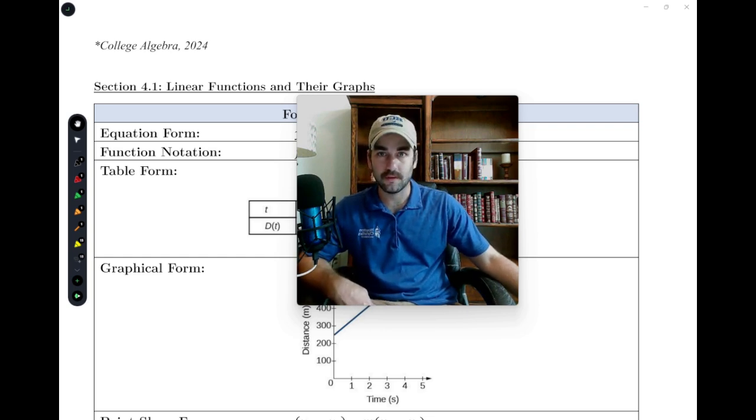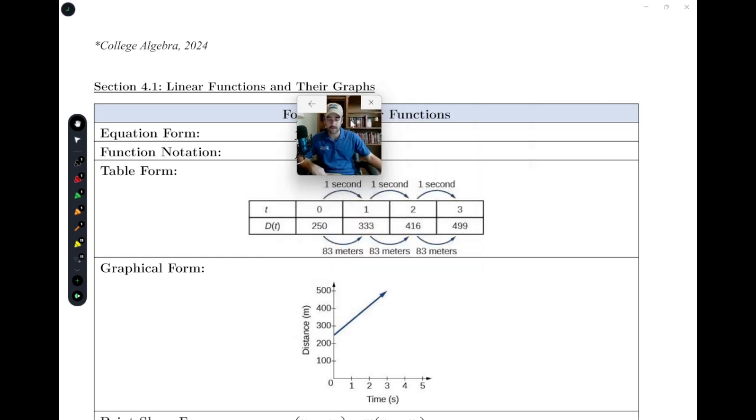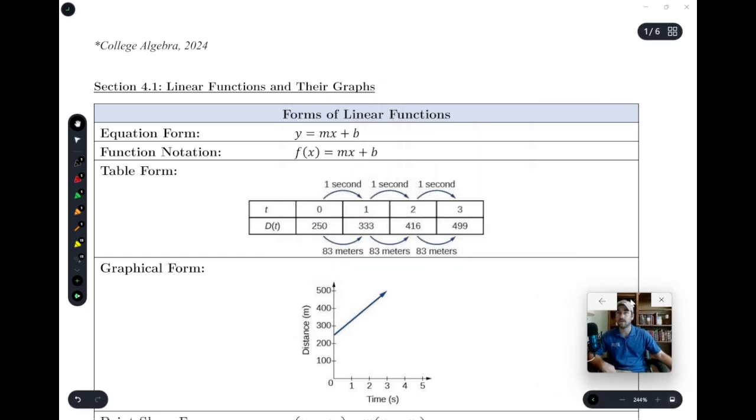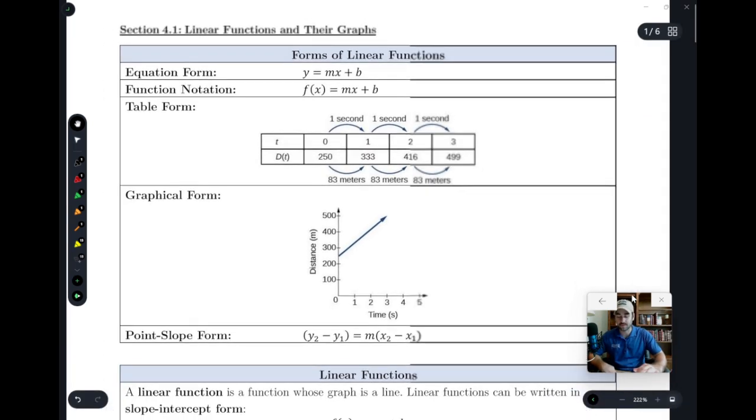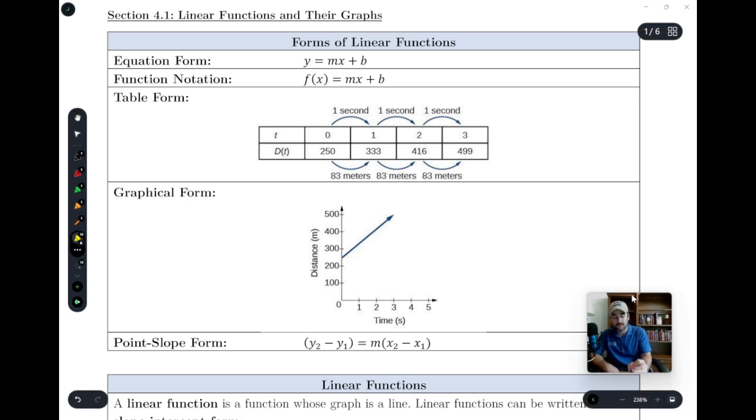Without further ado, let's go ahead and get started on section 4.1, linear functions and their graphs. So the first thing in this section that's really important to look at is the 5 forms that we're giving you. The equation, which is this first one, which is that classic equation you've seen, y equals mx plus b, where m is the slope and b is the y-intercept.